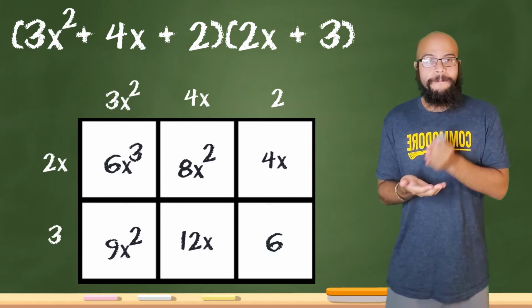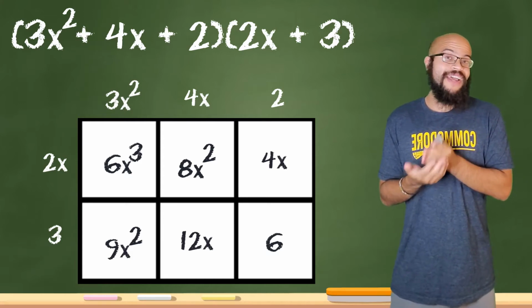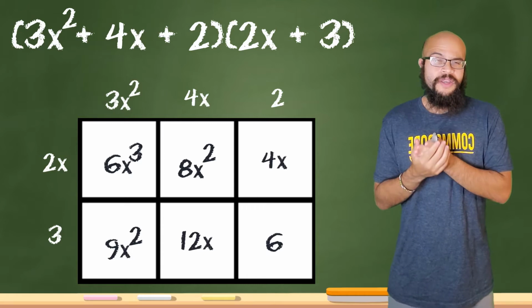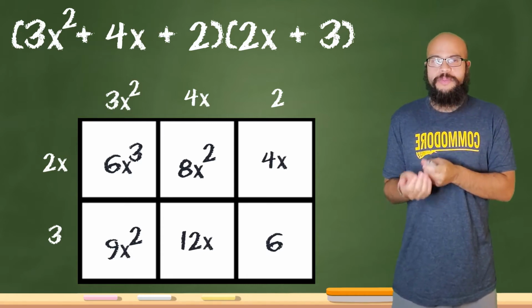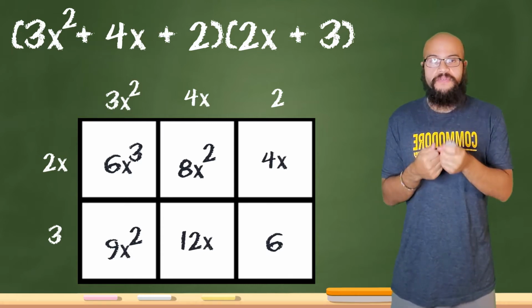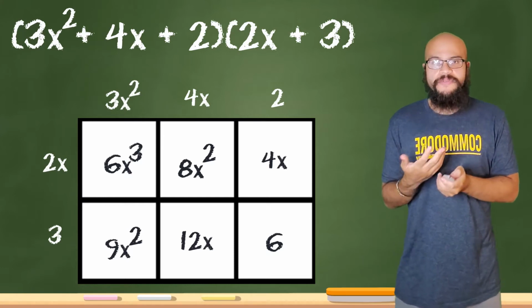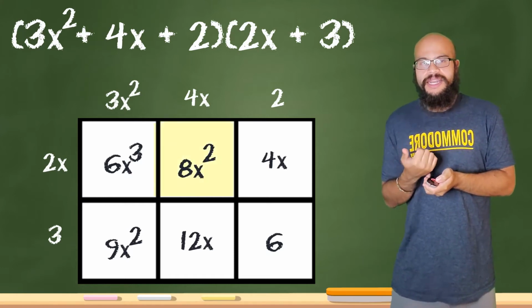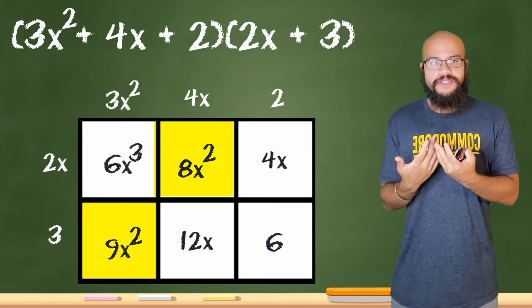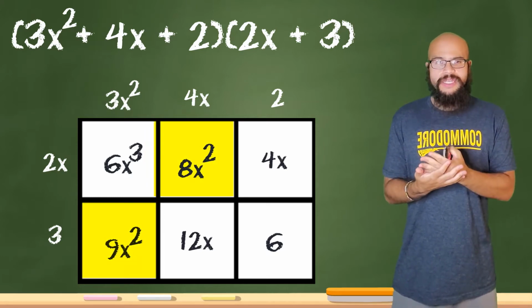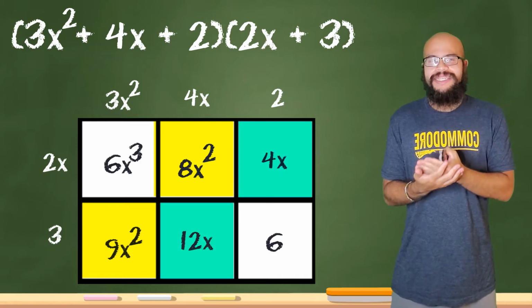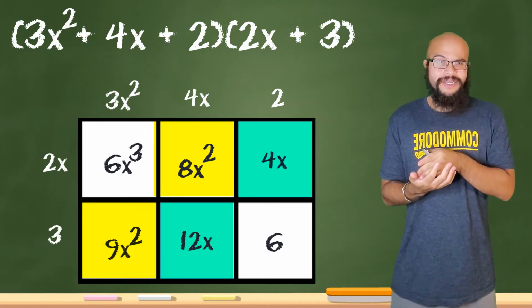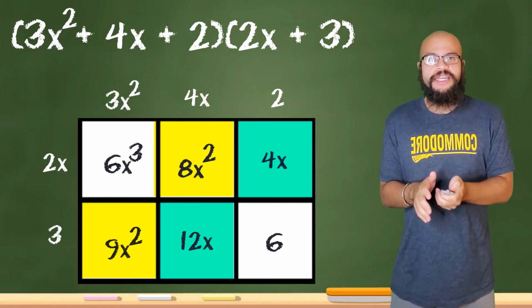Now, since it is complete, the next thing we need to do is see if any like terms are present. Remember, like terms contain the same variables and the same exponents on the variables. Terms are also like if they are constants. I notice we can combine 8x squared and 9x squared, which results in 17x squared. 4x and 12x can also combine together to make 16x. Now, 6x cubed and the constant of 6 have no like terms, so they're not going to be combined with anything.